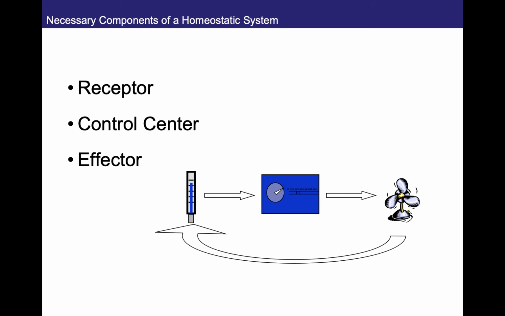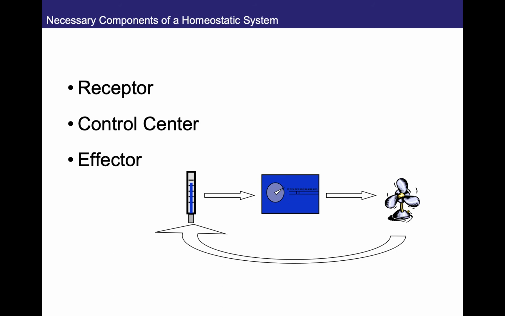Okay? So let's go through it. The receptor, if you think about your home heating and cooling system, this applies more for summertime, but we'll pretend we're in 80-degree weather. The receptor is going to be your thermometer. It's going to sense its external environment. It's going to sense the temperature in the room, okay? Now the thermostat is your control center, where you've set a set point. You've actually set the temperature at a particular degree.